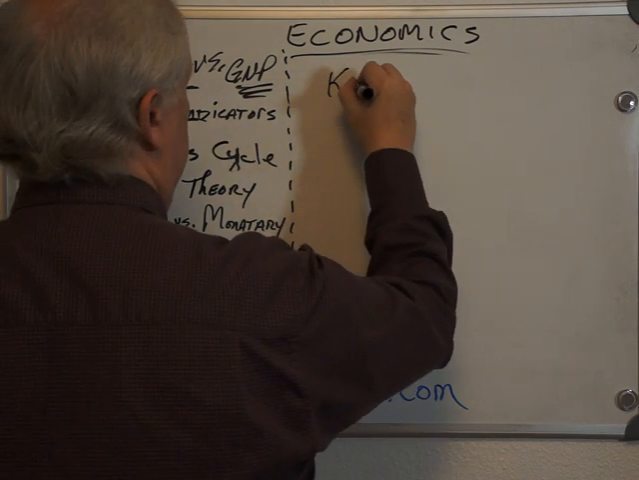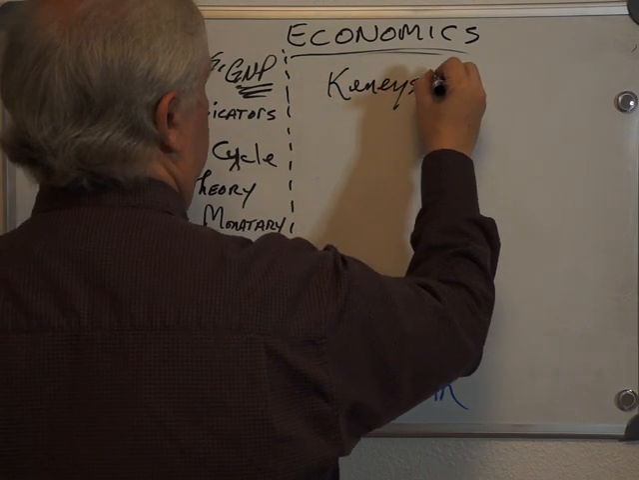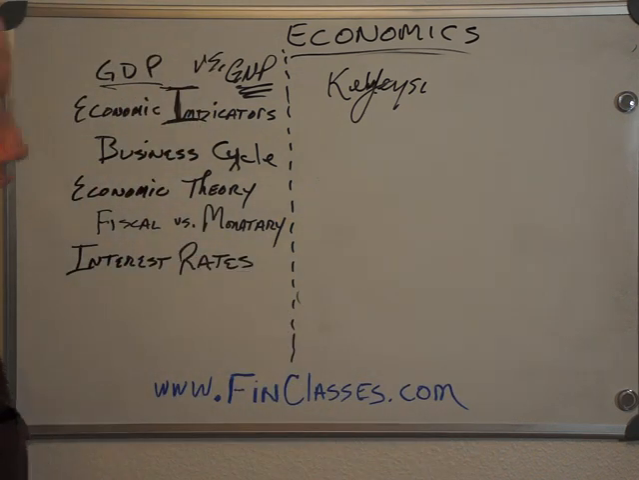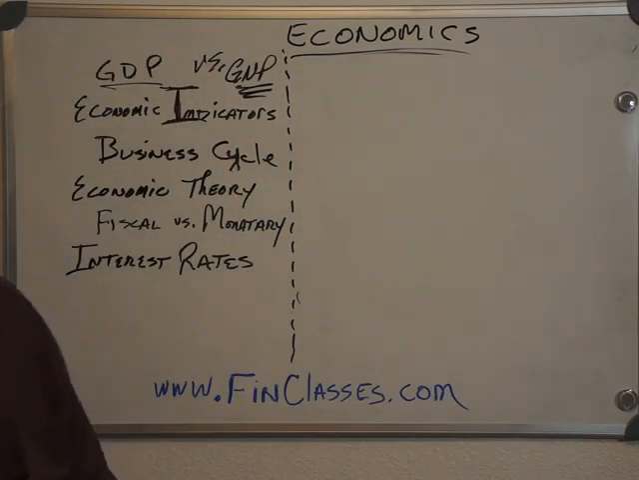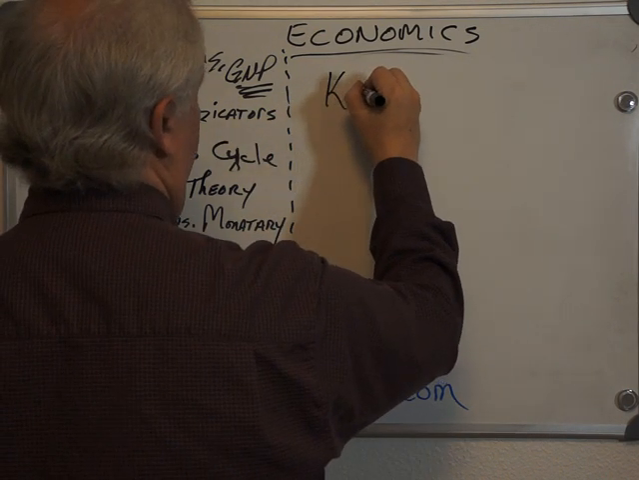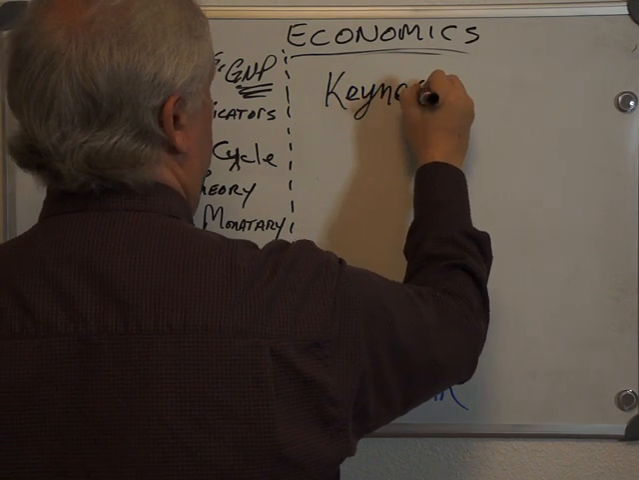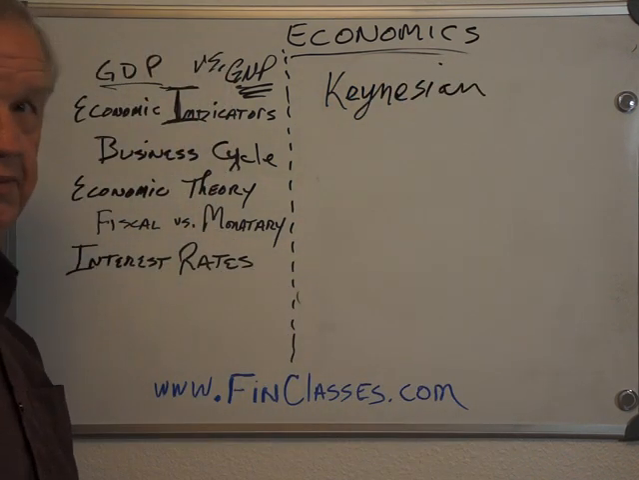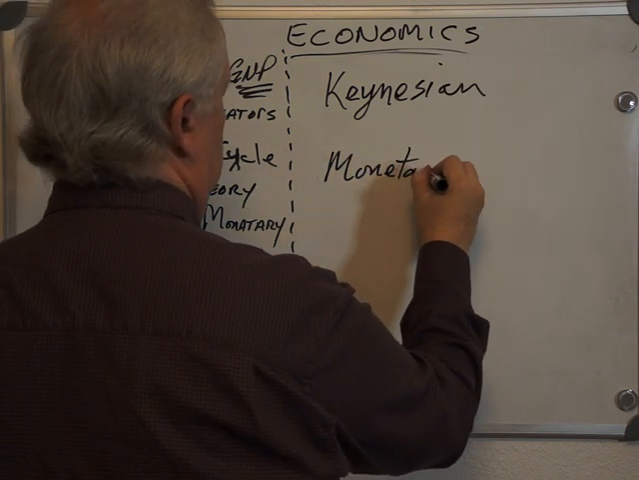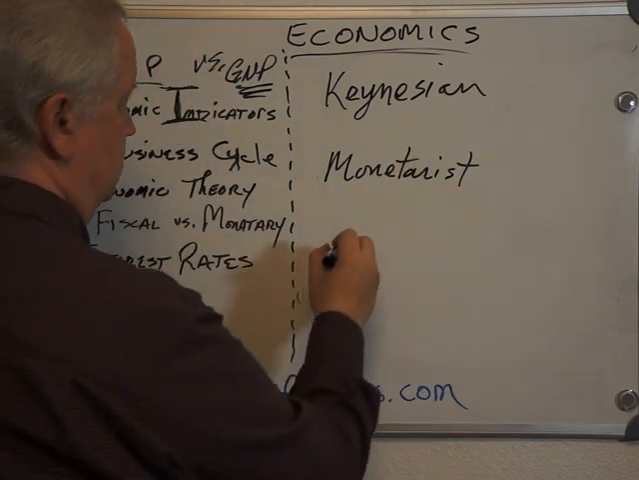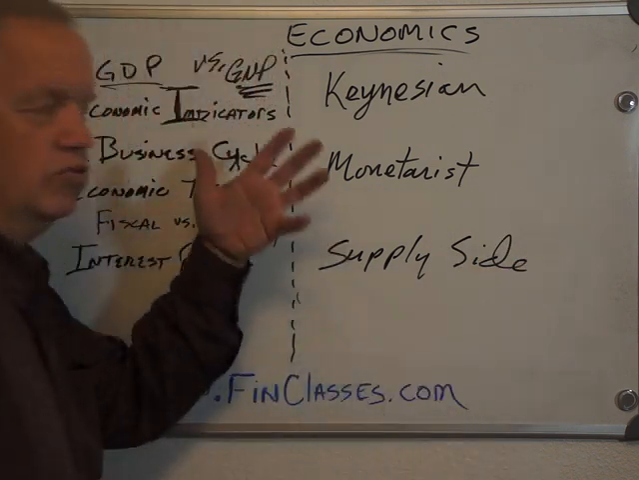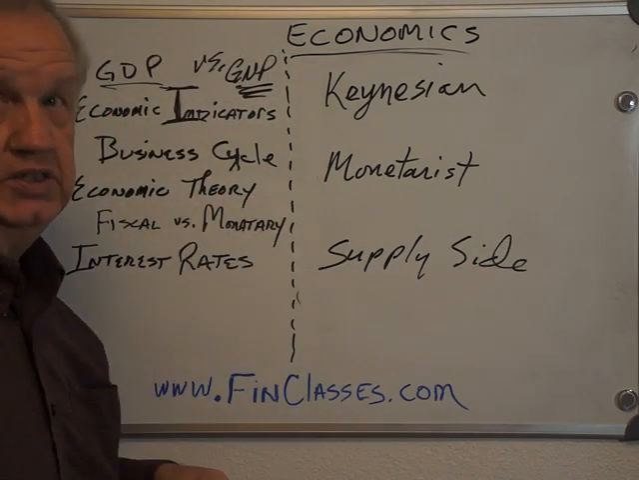Now, economic theory. You've got Keynesian. Sorry about that, I butchered his name. I don't agree with what he says, but I don't have to butcher the name, do I? Sorry about that. There we go. Keynesian theory. Then there's the monetarist. And then there's supply side. These are the three basic economic theories that you need to know.